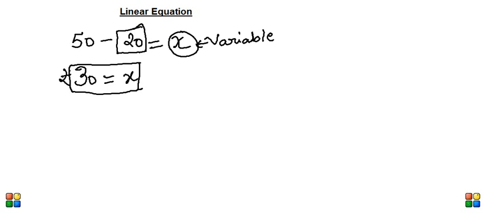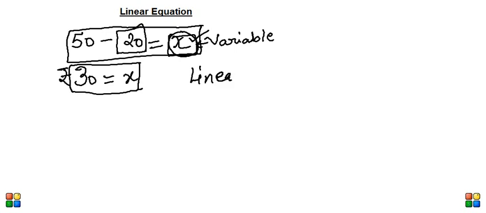Right? Now this entire expression is known as an equation, and because it consists of only a single variable x, we will call it a linear equation in one variable. One variable means it has only a single variable.